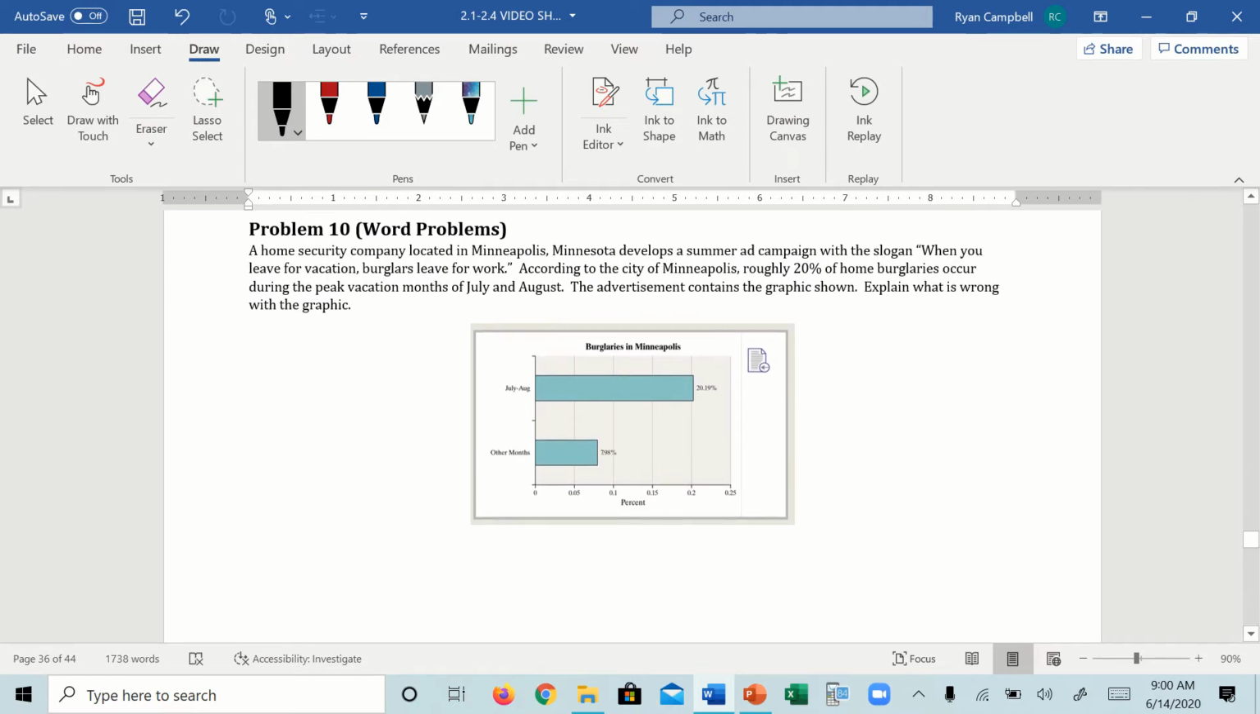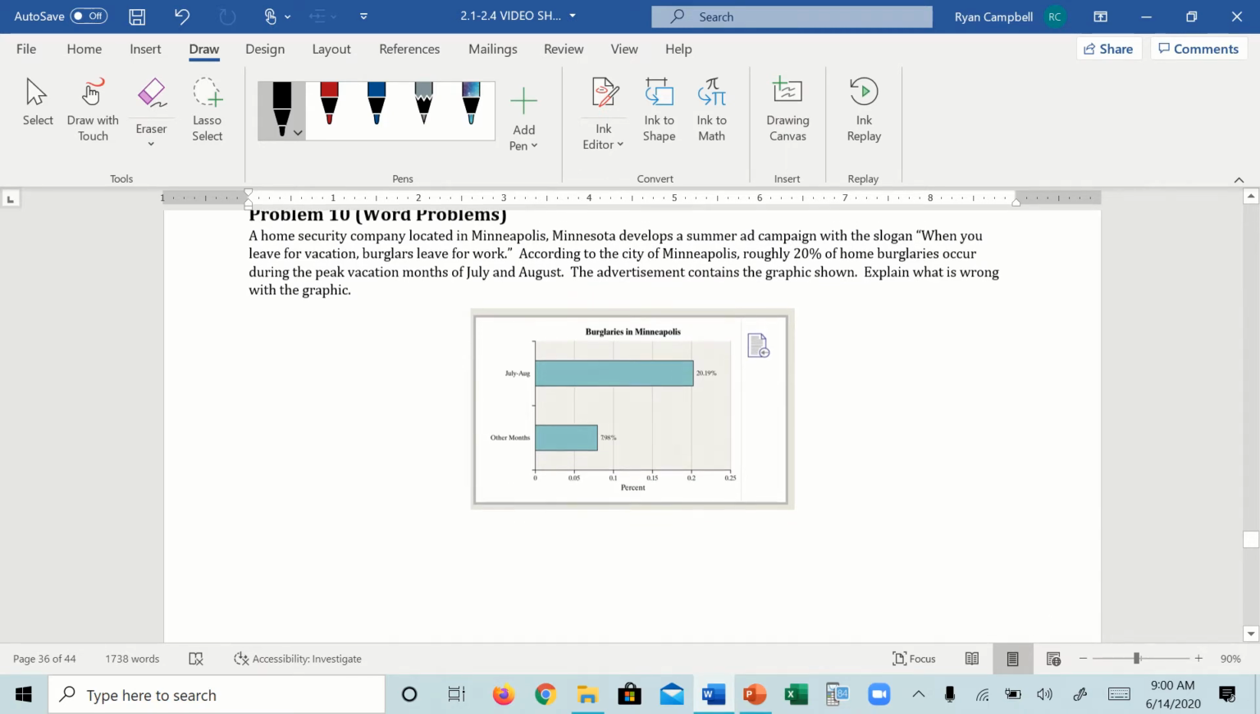All right. So this one's a little tricky. Some people might say, oh, well, it's a horizontal bar graph, right? It should be going up. Well, horizontal bar graphs actually are okay. So it's okay for these graphs to be horizontal. I just simply don't do it that way, but that doesn't mean you can't. That's totally okay.